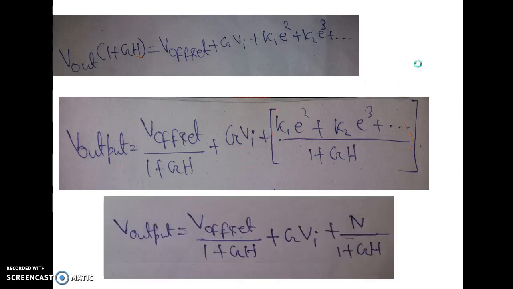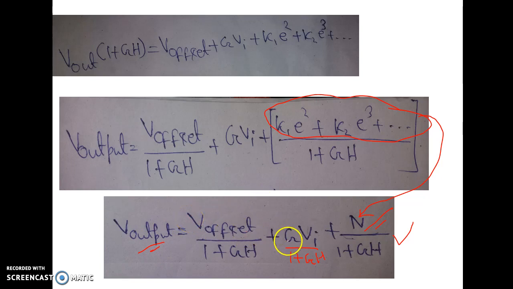Okay, clear? Now we substitute K1 into E square plus K2 into E cube plus dot dot, this whole nonlinear term, by N. This is showing the nonlinearity, so basically this is denoted by N. So what we get, V output equal to V offset by 1 plus GH plus G into Vi by 1 plus G into H plus N by 1 plus GH. This is the expression for output voltage for a nonlinear amplifier.